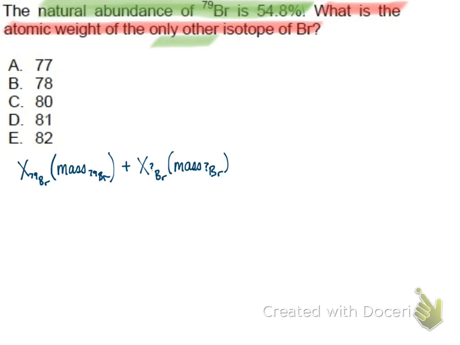Okay, and then what happens is if we take those two fractions, multiply them each by their masses, and then add them together, what we're going to end up with is the average atomic mass.